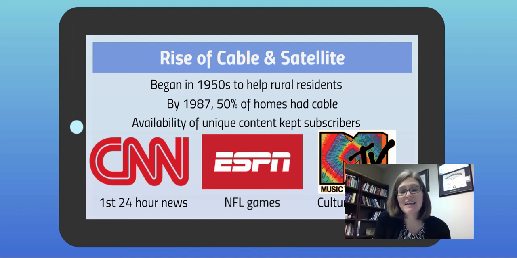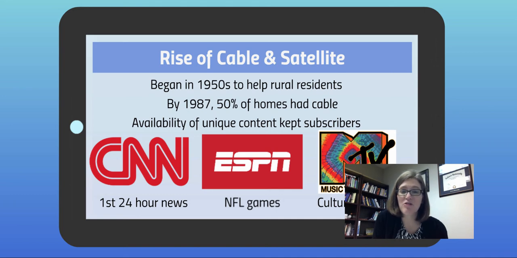But by 1987, about half of the homes in the country had cable, and there are a few kind of anchor networks that helped that out. CNN was the very first 24-hour news network. Wow, back in the day when we just had one. ESPN started carrying NFL games, which was huge. And of course, MTV sparked a cultural revolution.